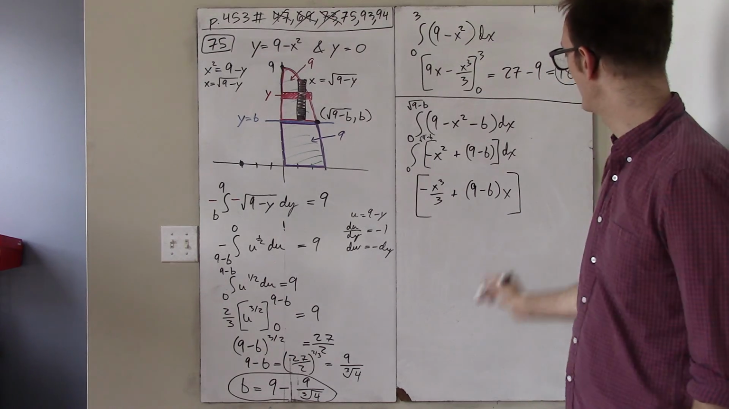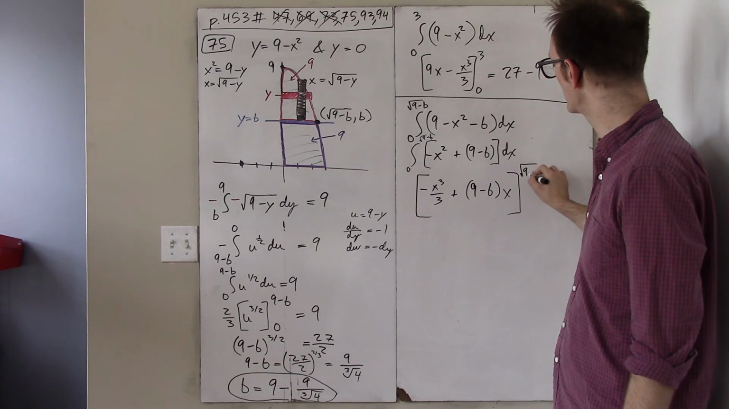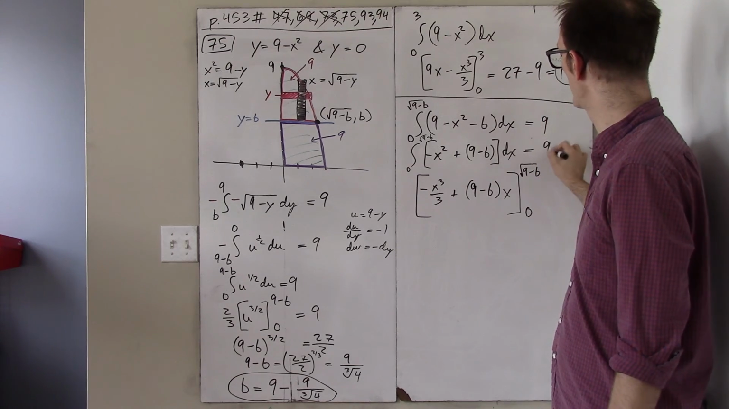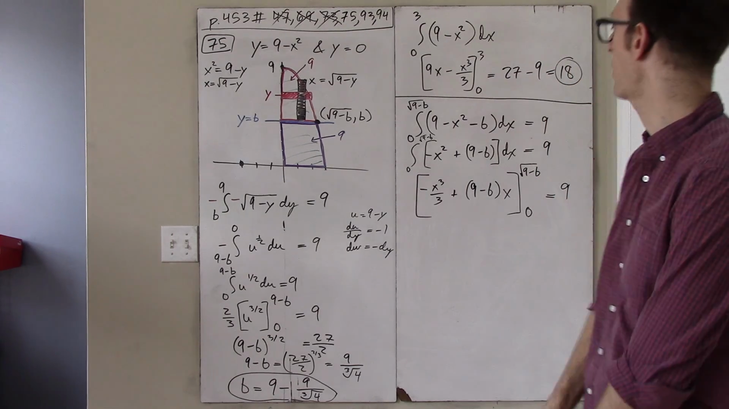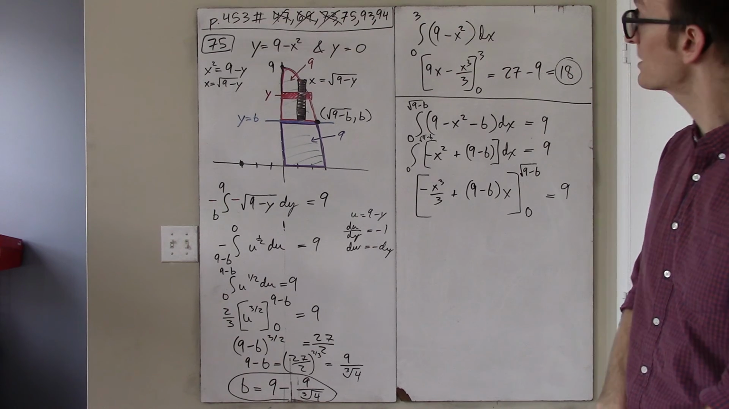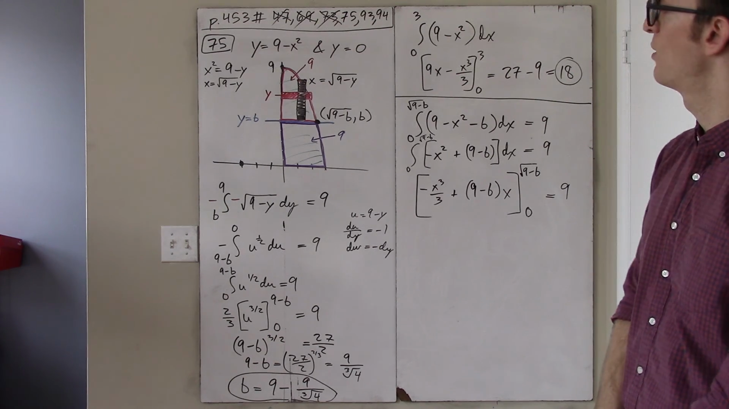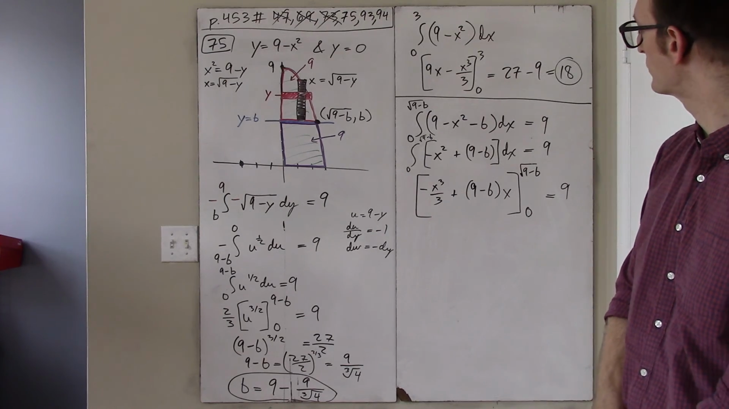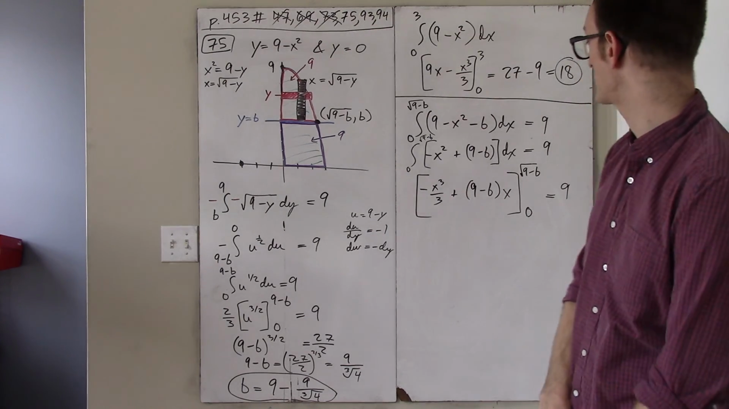get is being evaluated at root 9 minus b and at 0. And once again, I'm just doing this whole problem over again a second time using a totally different method. This is the equation I'm trying to solve, right? For what value of b is the area of that red region equal to 9? And I guess if I do this, it just works out, right?